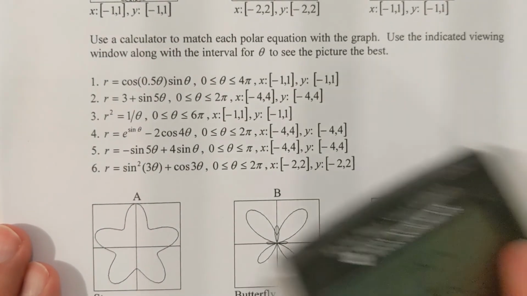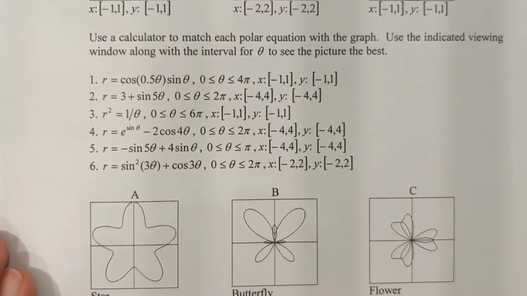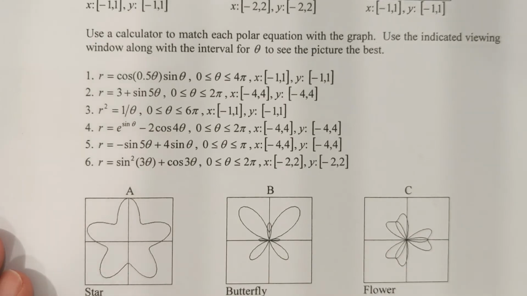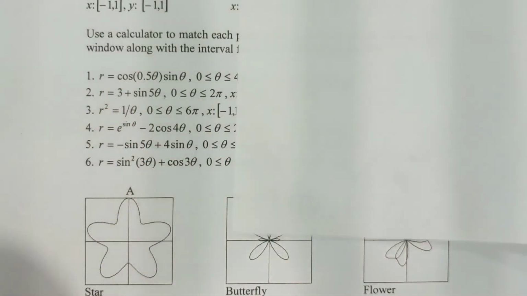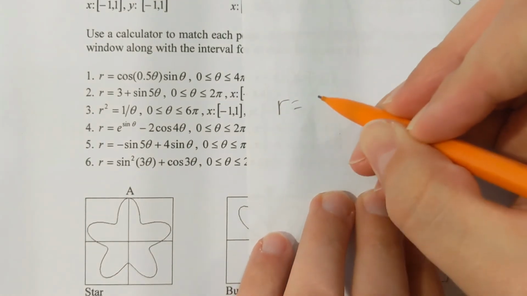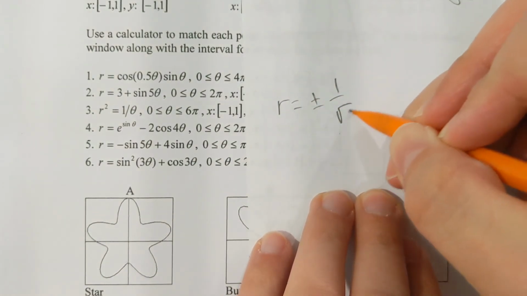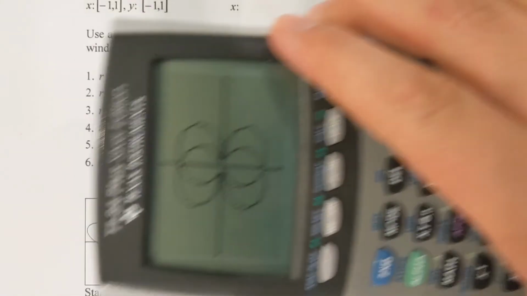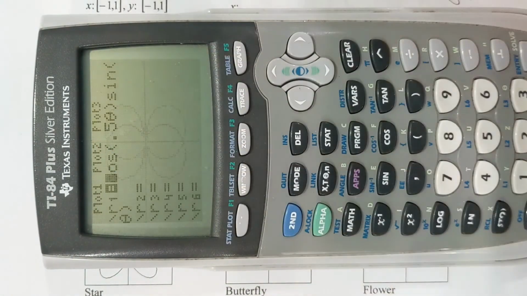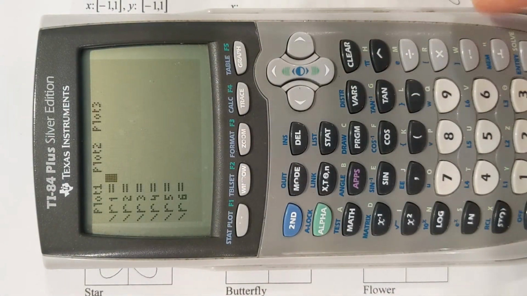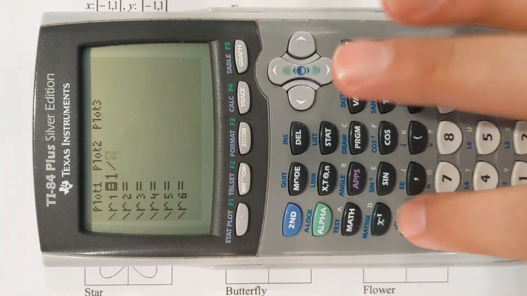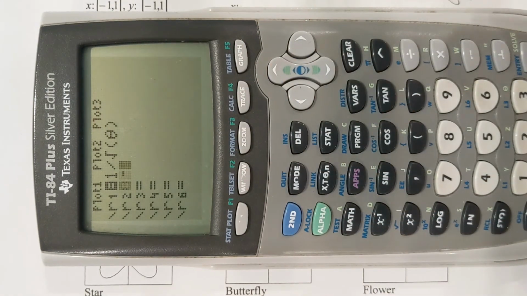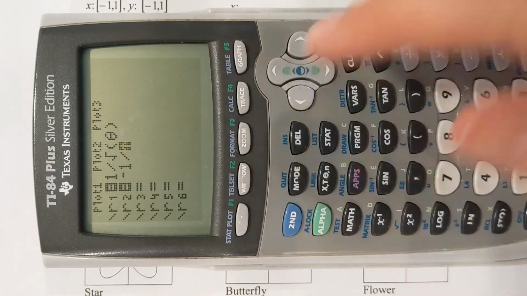Let's do 3. So here's how I would do 3. If r squared is 1 over theta, then r would be equal to plus or minus the square root of 1 over theta, which is 1 over root theta. So you can type in two equations here. Let's go back to y equals. So here's 1 divided by root theta, and then for r2 it would be negative 1 divided by root theta.